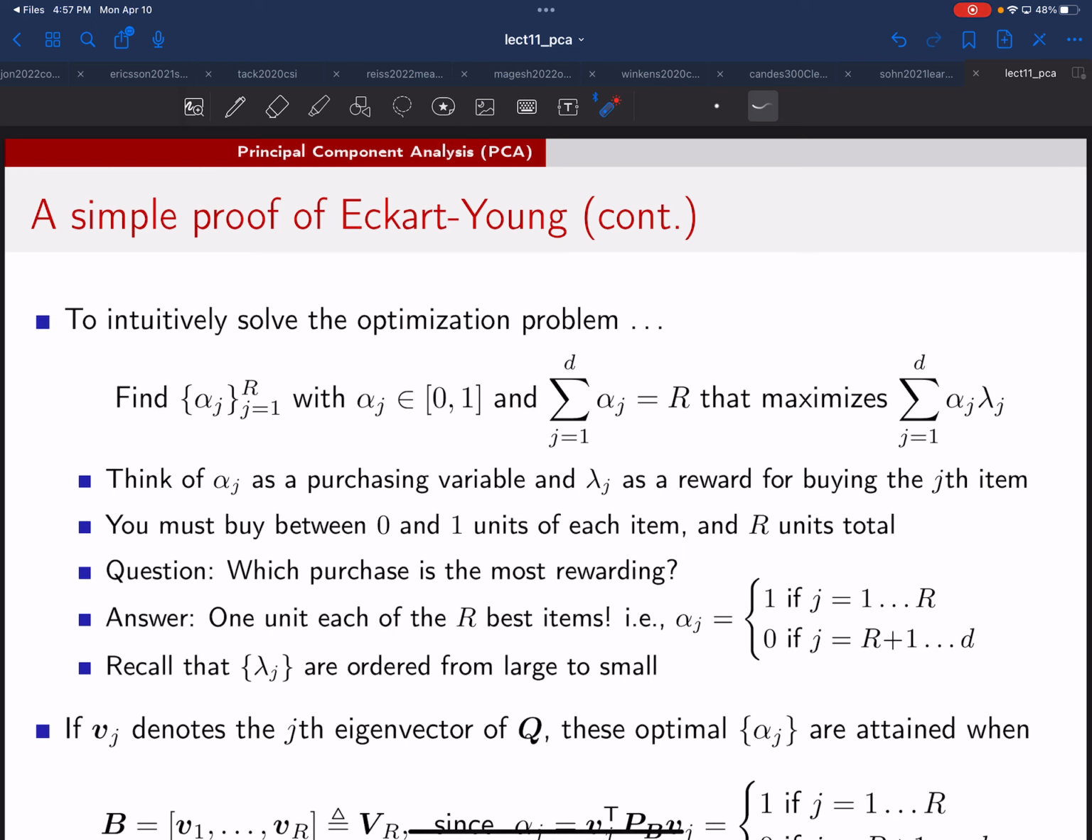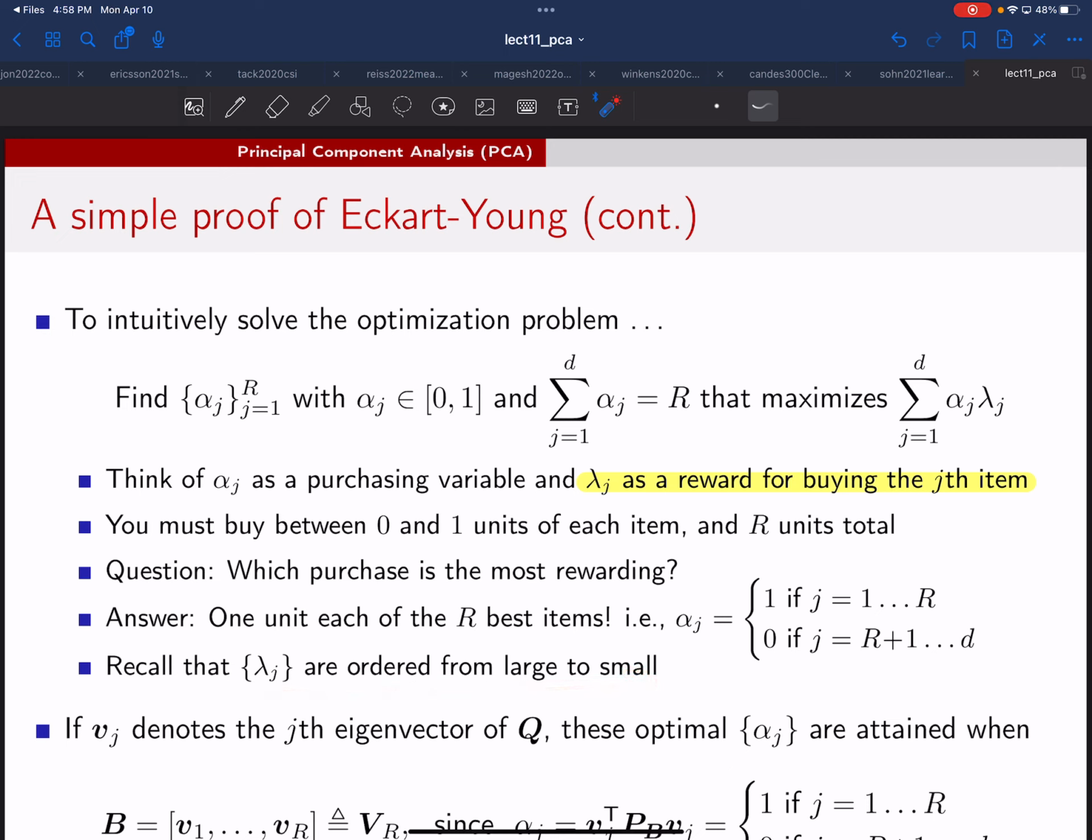And finally, the lambda j's you can think of as a reward for buying the jth item. So this is the reward for the jth item. This is how much of that item I purchase, and this is my total purchases. So basically, I have this budget. I can buy between 0 and 1 of every item. I can buy a total of R when I sum up all my purchases. And I know which items I like. I have ranked these lambda j's from large to small. So lambda 0 is my favorite item that gives me the biggest reward. Lambda 1 is next, and so on.